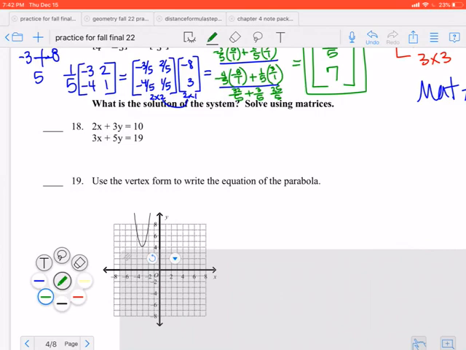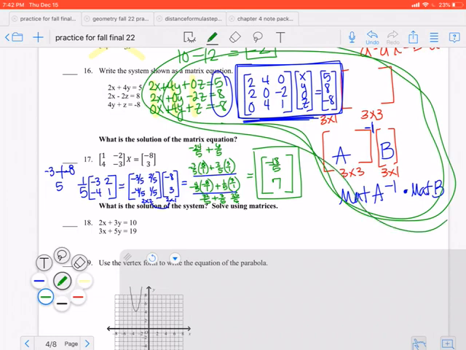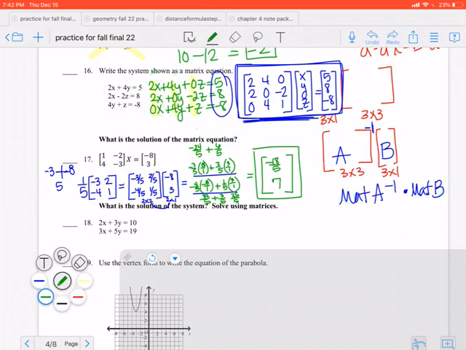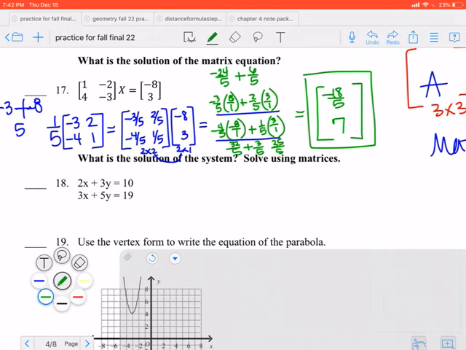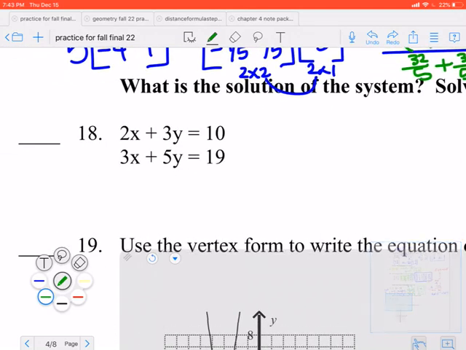What is the solution of the system? Solve using matrices. Okay, we just did this one using matrices, and I explained this whole problem using matrices. I don't want to solve this using matrices. When you're doing a multiple choice test, even if they tell you the way to do something, just do the way that you think is the easiest way. You could use your calculator, or you could solve it some other way. So I'm just going to use the addition method.